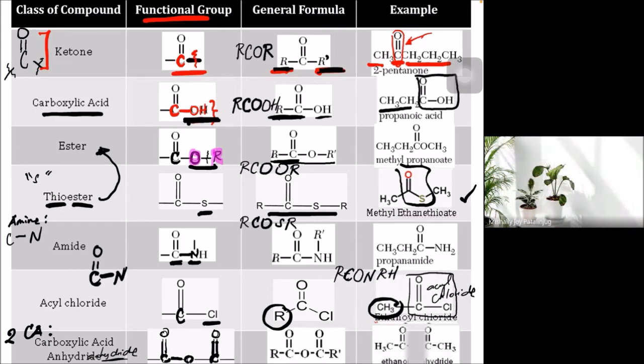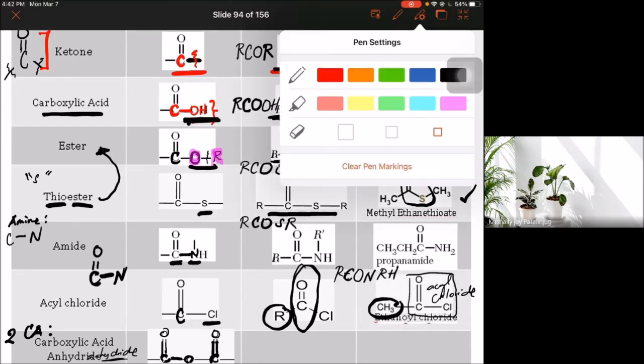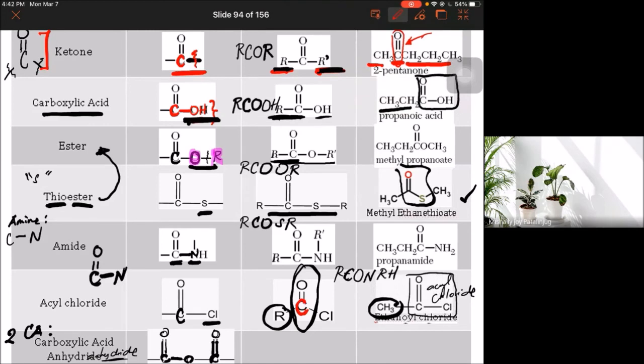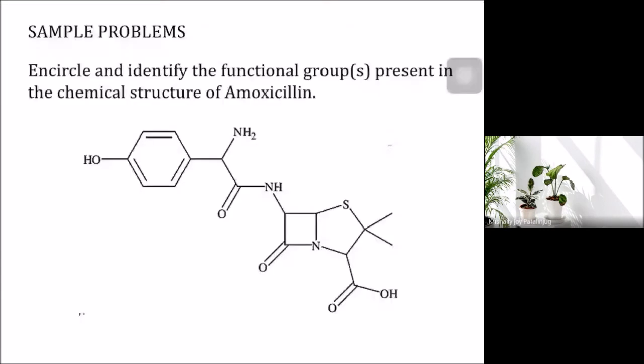So that is the technique: when you see a very large structure and you have checked that there is a carbonyl, try to examine right away what is directly attached to the carbonyl carbon. That's the time you can identify which particular carbonyl-containing functional group it is. Okay, let's have a sample problem.